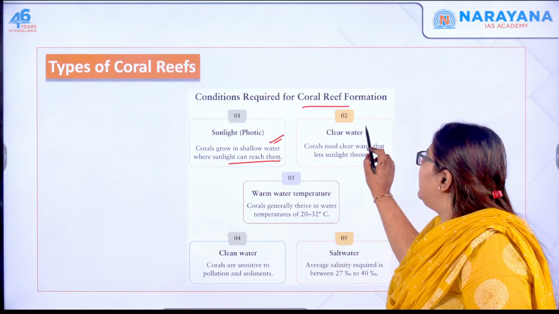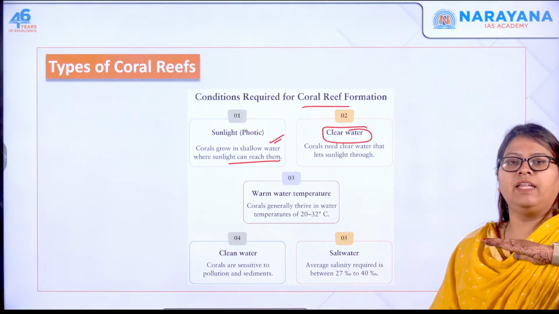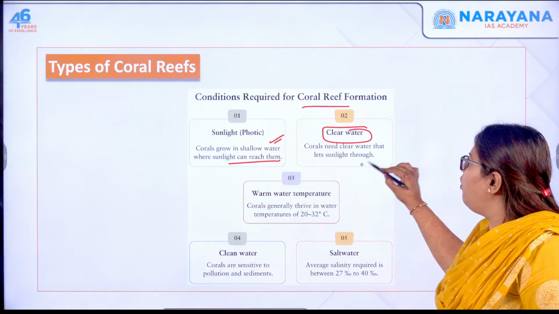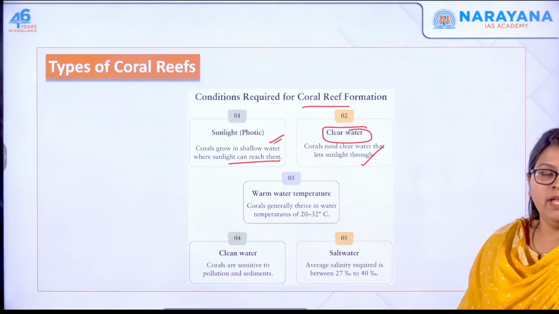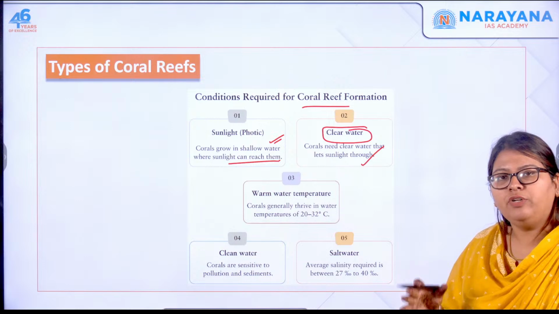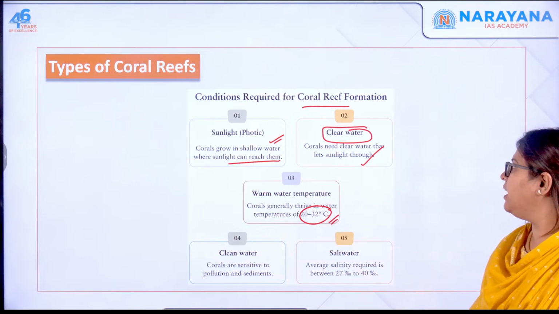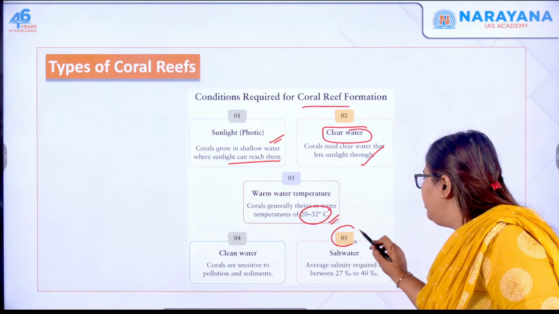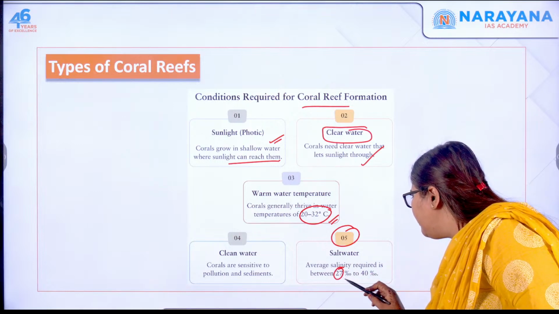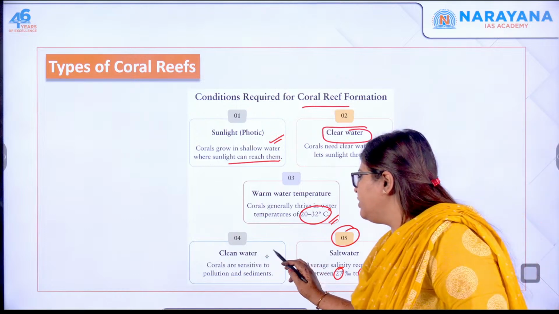Next one is clear water. Okay, so the water has to be clear enough that there has to be no turbidity, that the sunlight should directly reach the coral. So clear water is the second one. Next one, it needs warm temperature. The temperature where the corals thrive should range between 20 to 32 degree Celsius. So this is what is important. Next again is salt water. Looking at the salinity, it actually has to be between 27 and 40 parts per thousand.